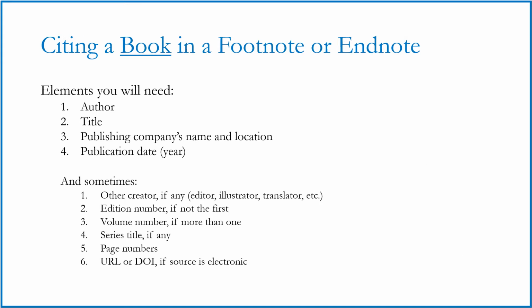So what information do you need about a source to create a footnote or endnote for it? Basically, it's who, the author, what, the title, where, publisher, and when, date published. Depending on the type of source, you may need a few other details, which we'll get into later.